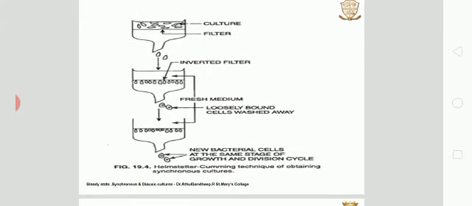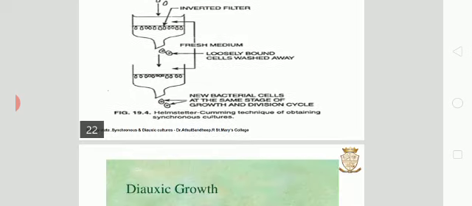You can see the diagrammatic representation of an apparatus, the Helmstetter-Cummings technique, for obtaining synchronous culture. Culture is filtered, the filter is inverted, fresh medium is added, and loosely bound cells are washed away. New bacterial cells at the same stage of growth and division cycle are obtained.